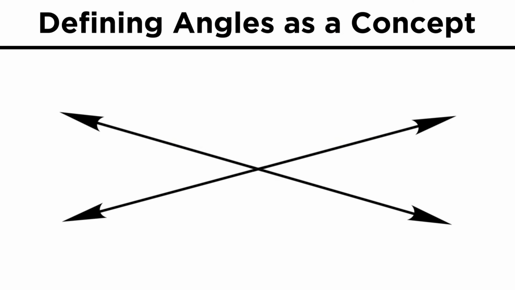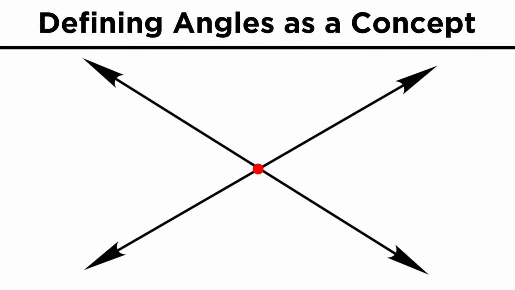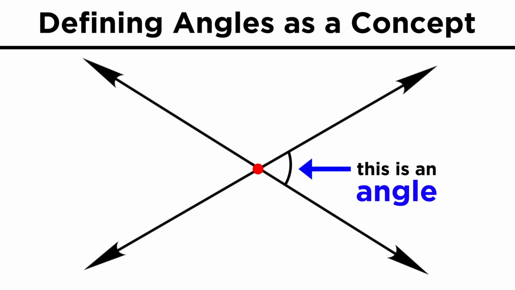Now we know what lines are, so let's draw a few. Here are 2 lines, and they cross at this point. But in what way do they cross? Do they approach one another slowly and then diverge slowly, or is it more rapid? In asking this question, we are asking about the angle between the lines.